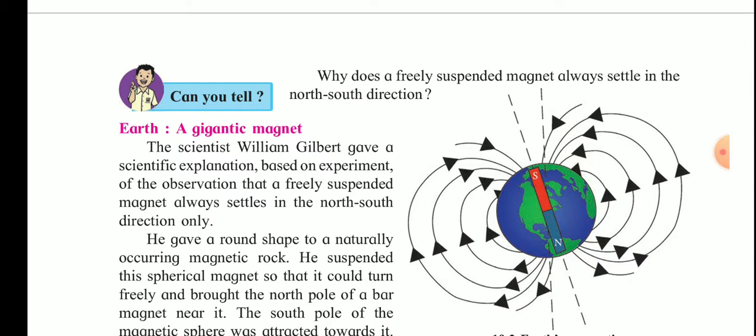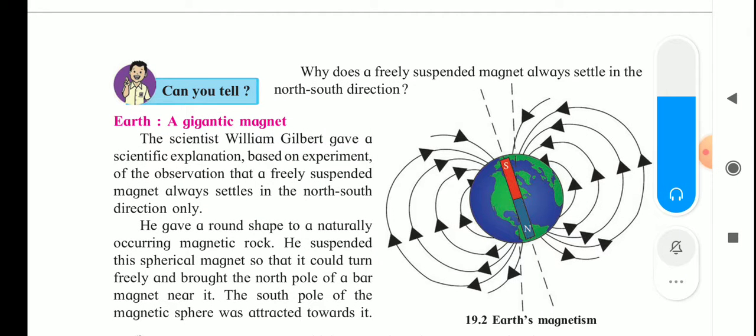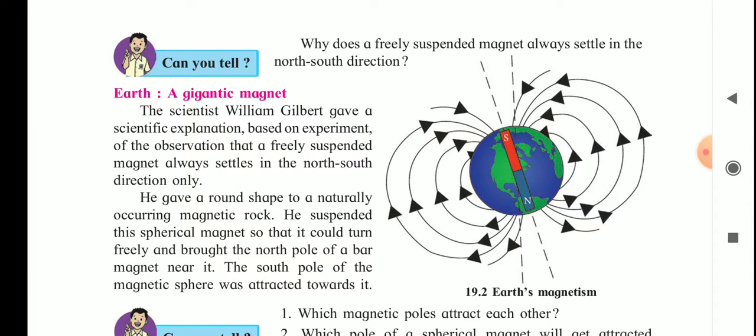Now the next question is, can you tell why a freely suspended bar magnet always settles in a north-south direction? Now we know that Earth is considered a gigantic magnet. The scientist William Gilbert gave a scientific explanation based on the observation that a freely suspended magnet always settles in a north-south direction. He took a round shape of naturally occurring magnetic rock. He suspended this spherical magnet so that it could turn freely and brought the north pole of a bar magnet near it. The south pole of the magnetic sphere was attracted towards it.